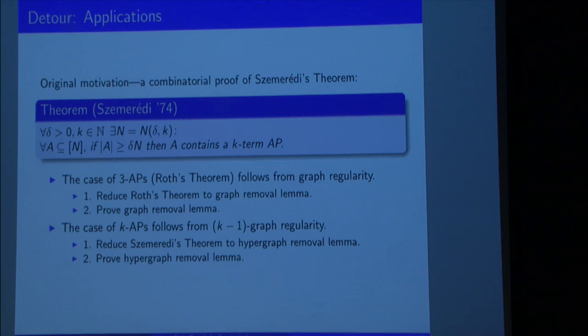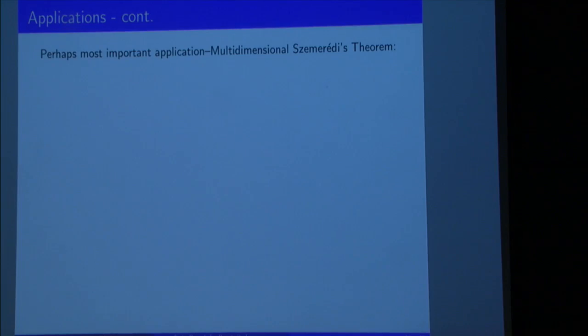But still, the correspondence between k and k minus 1, the length of the progression and the uniformity of the graph, is natural. Yeah. Okay, so 3 would be graphs, k equals 4 would be 3-graphs, and so on.